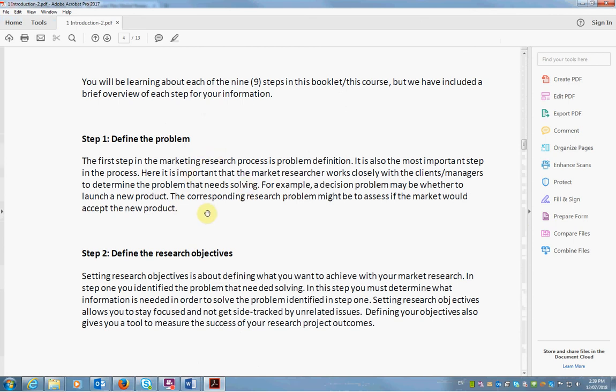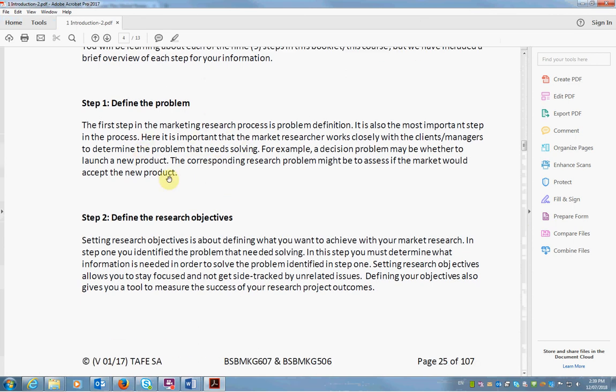When you have identified the problem, when you have made a statement about the problem, or problems, the next step is to identify research objectives. This is the information that you would need to collect in order to be able to solve the problems. So the research objectives could be all sorts of things.